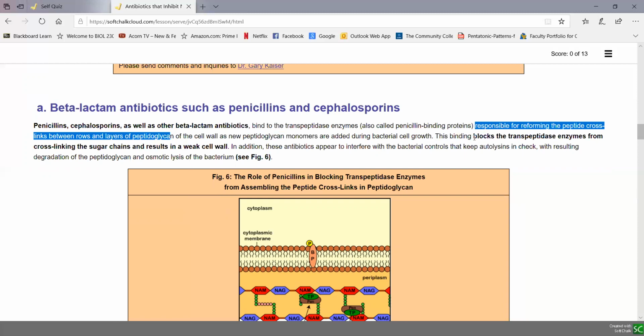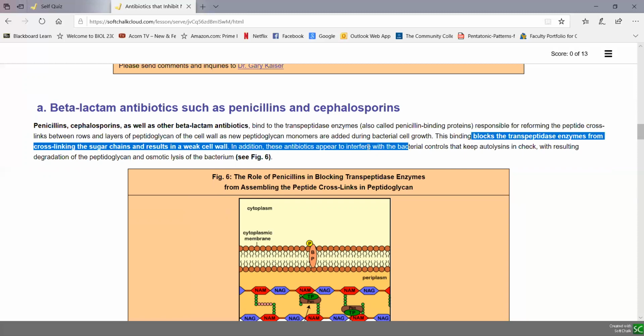So if the transpeptidase doesn't cross-link the rows and chains, then there's a weak cell wall, and as water flows into the bacteria, as it normally does in a hypotonic environment, the bacteria burst from osmotic lysis. So these, in fact, are cidal in action. They kill bacteria because the bacteria burst.